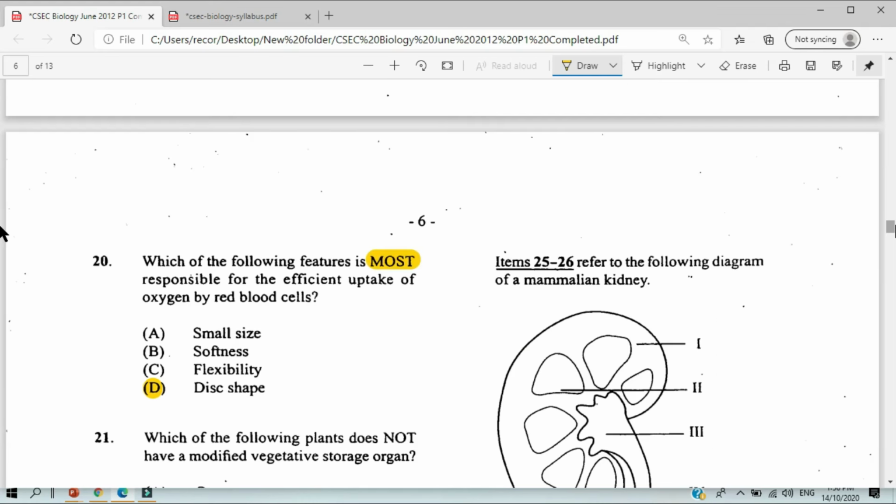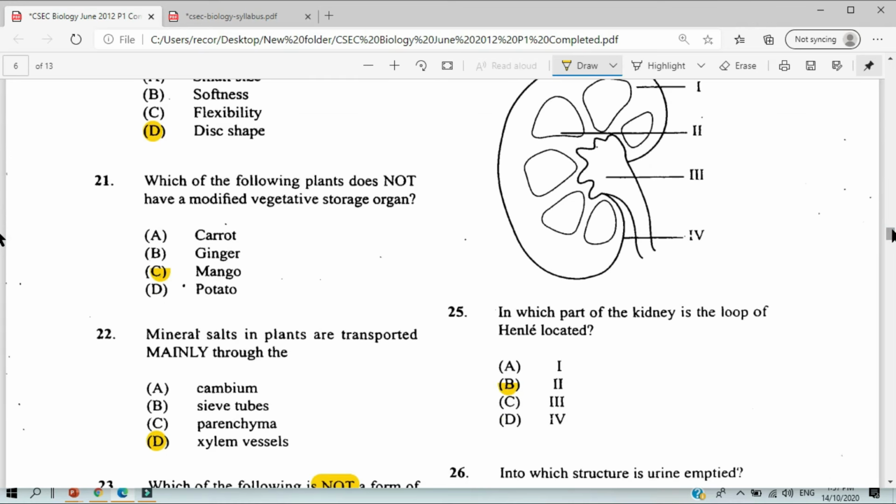Question number 20. Which of the following features is most responsible for the efficient uptake of oxygen by red blood cells? Of course, it's the disc shape that allows it to take up the oxygen pretty readily.